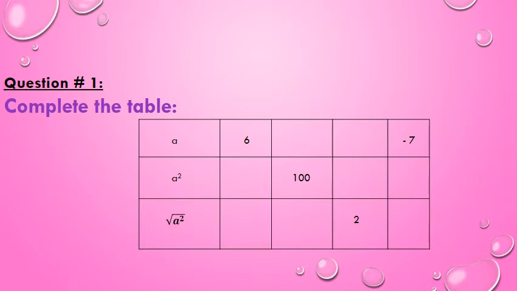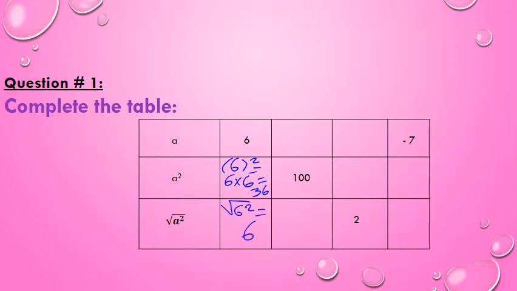Start, Selena. A is equal to 6. A squared is equal to 6 squared. We write 6 squared equal to 6 times 6, equal to 36. How can you get radical A squared? Radical 6 squared equal to 6.